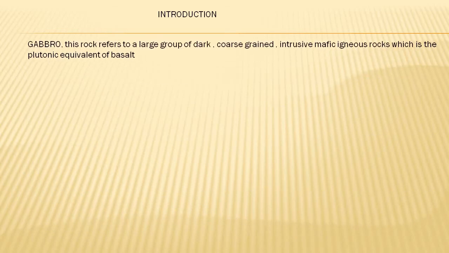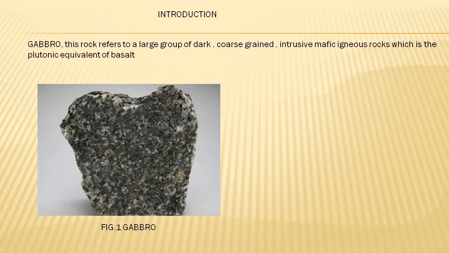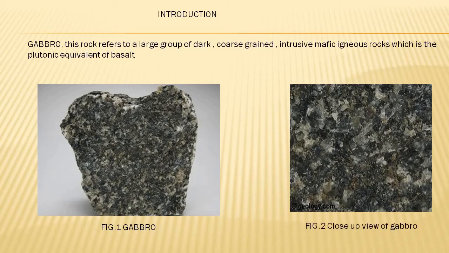The term Gabbro refers to the large group of dark and coarse-grained intrusive mafic igneous rock which is the plutonic equivalent of basalt. Now this is the hand specimen view of Gabbro, and figure 2 is a close-up view of Gabbro. It is usually black or dark green in color, and this rock is composed mainly of the minerals plagioclase and augite. It is the most abundant rock in the deep oceanic crust. Gabbro has a variety of uses in various industries. Basically, it is used in the construction industry.